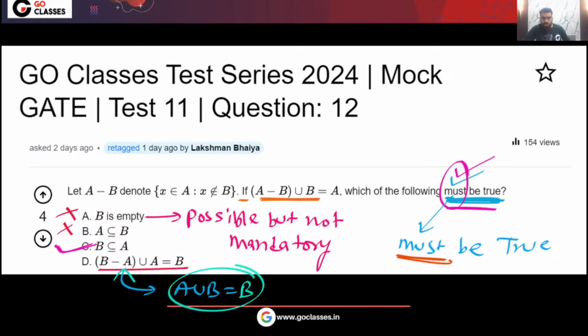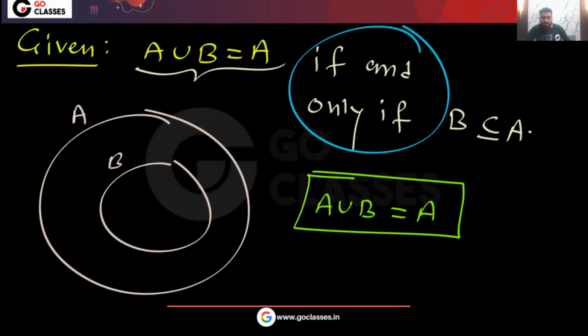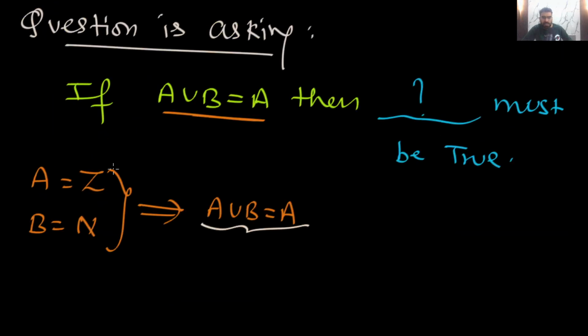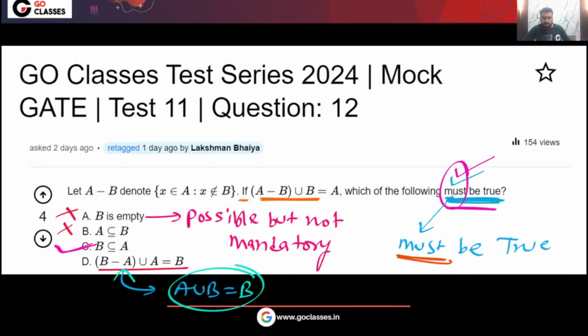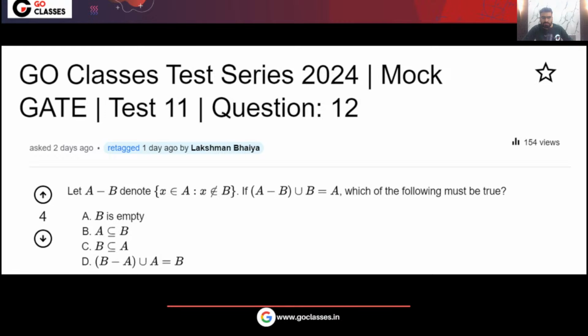Because you can consider the same example, A is integers and B is natural numbers. Then you can see A union B is equal to A, but A union B is not equal to B. Is this clear? Please let me know. Is this question clear to everyone? Does anyone have any doubt in this?